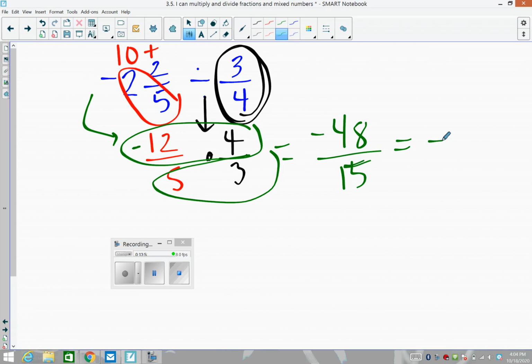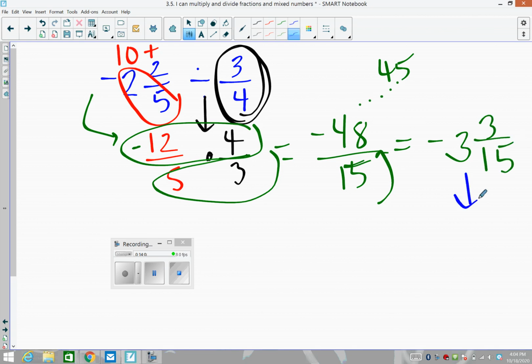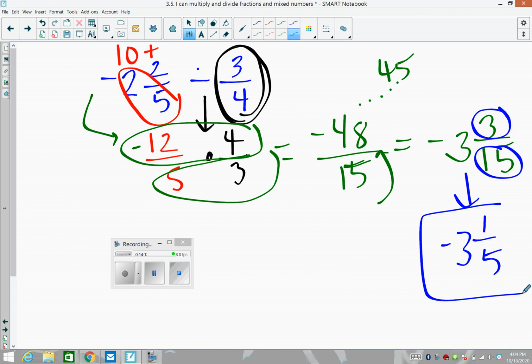So this is kind of fast. This is just the summary, but it'd be negative. 15 goes in there 3 times, which is 45. So the remainder on that would be 3/15. We always want to put in lowest terms. So divide by 3, divide by 3. If I divide the top by 3, I get 1. Divide the bottom by 3, I get 5. Ooh, that was a good example, even though I just made it up.